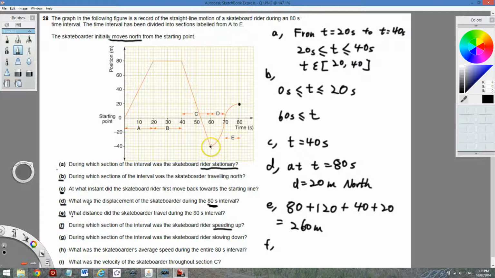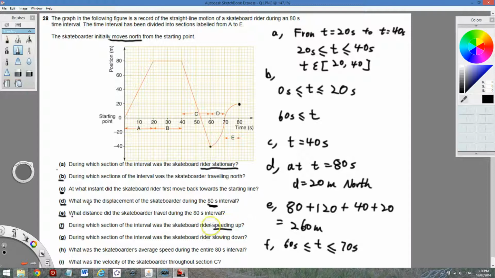Then from here, from 60 to 70, we have a curved line. This means the speed, the rate of change of position with time, is different. So my answer will be when time is between 60 seconds and 70 seconds. This is the part where it speeds up.